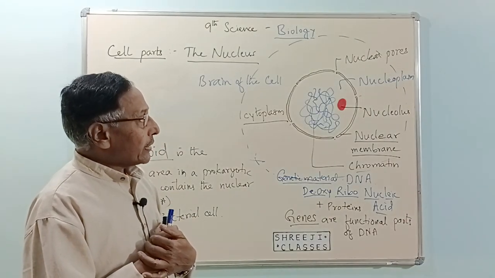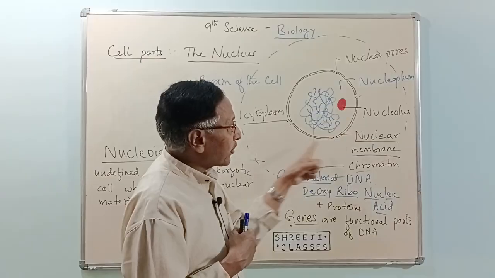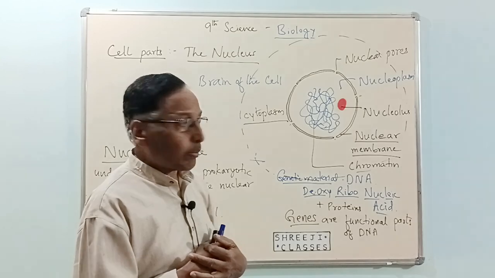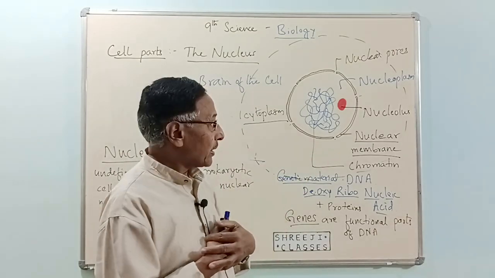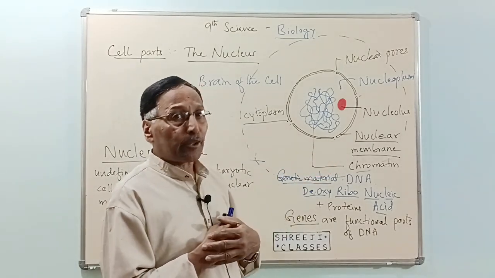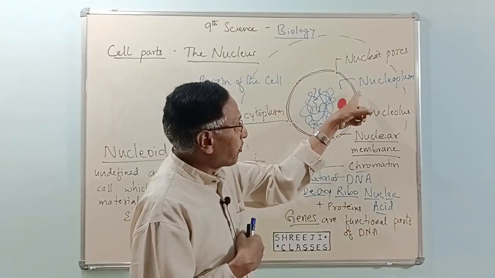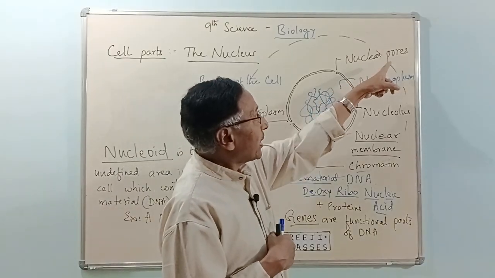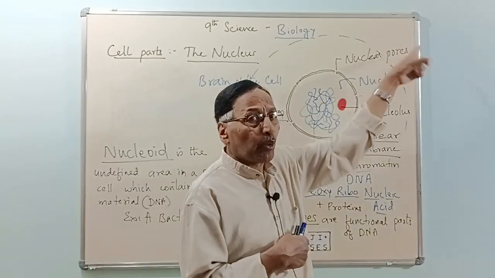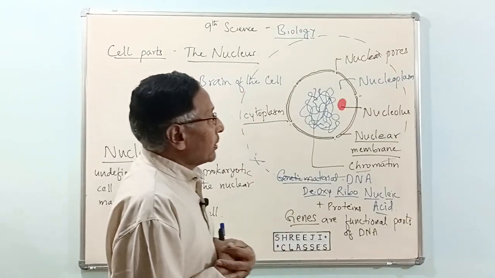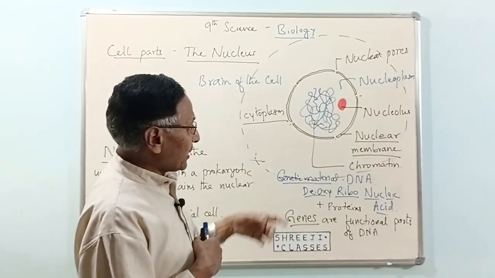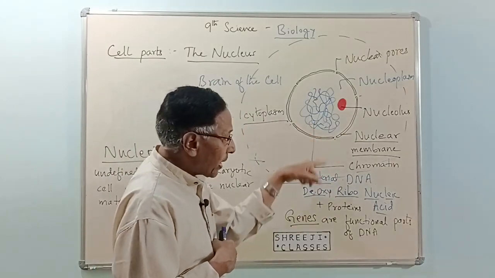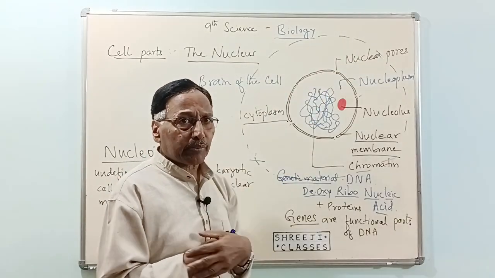This nucleus has a double-walled nuclear membrane. Nuclear membrane has two walls, inner and outer. This nuclear membrane is not continuous. See, there are tiny gaps, tiny pores in between. These tiny pores are called nuclear pores. Through these nuclear pores, materials enter or leave the nucleus.